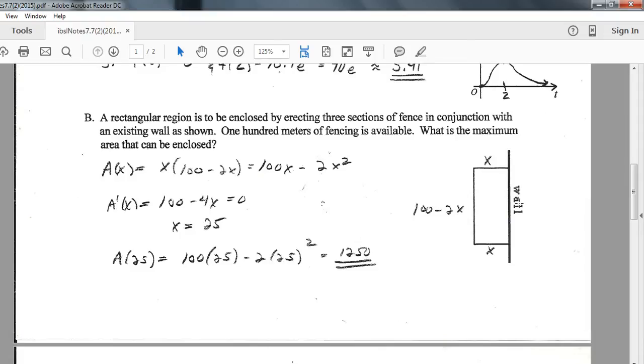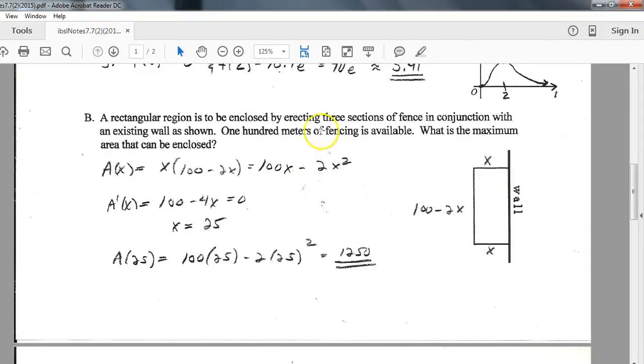100 meters of fencing is available. What is the max area that can be enclosed? So in this case, again, as soon as I see maximum, that means I need to identify an area function, find its derivative, set it equal to 0 to solve for x. And so that's what you see going on right here.